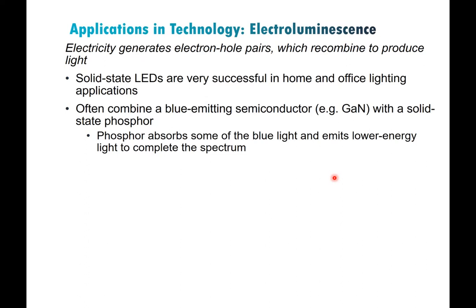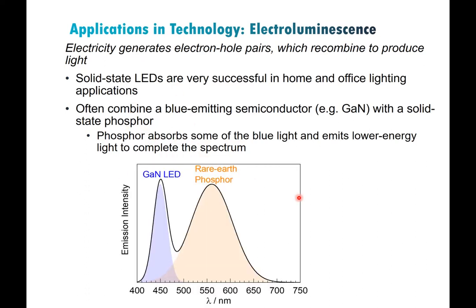So really a typical LED combines electroluminescence and photoluminescence. So electroluminescence generates the blue light, and then photoluminescence excites the other phosphor that's coating it and generates the rest of the light. So it's kind of those two things combined. So here's kind of what it would look like for a typical LED profile.